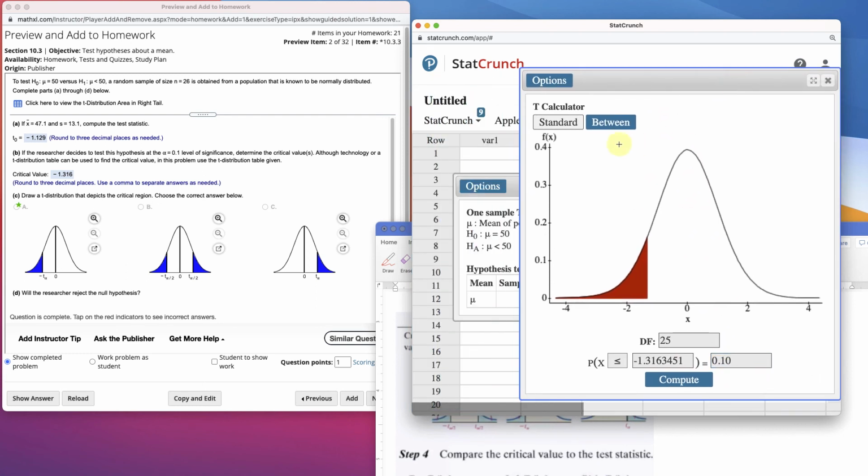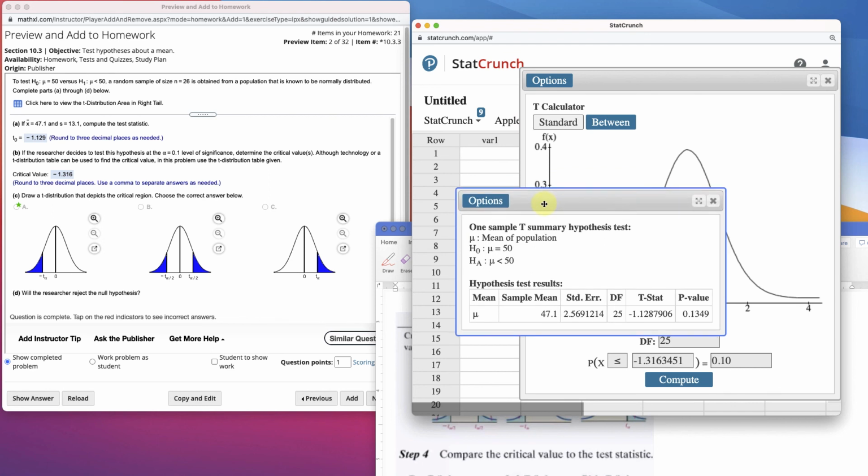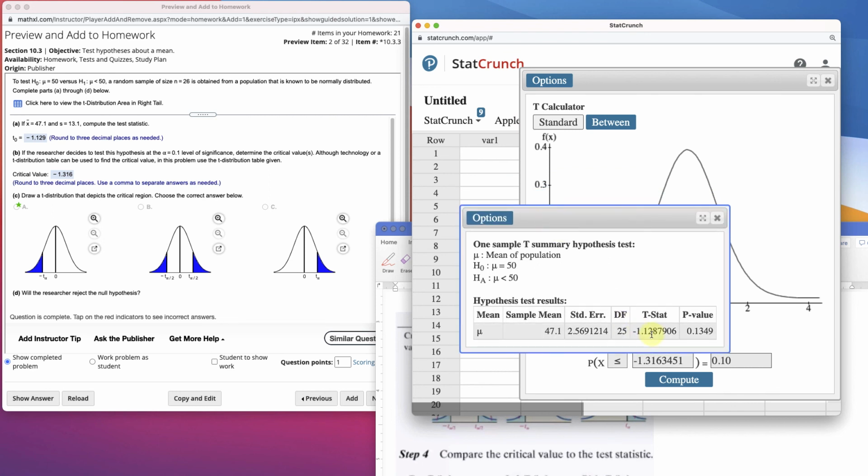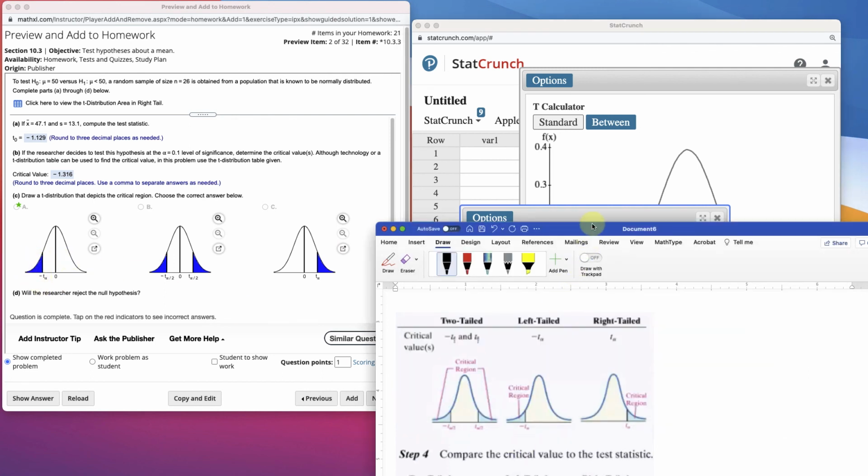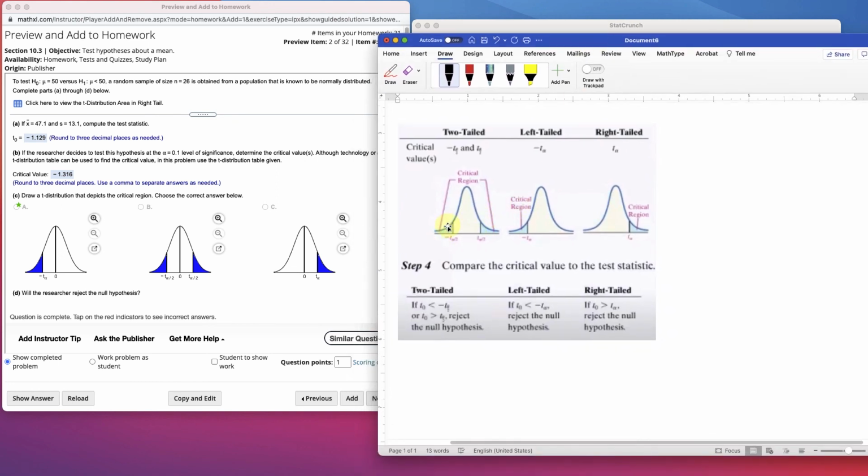Now we do a little comparison, right? Is our t-stat less than that? Is it in the blue area, the shaded area? If so, reject the null hypothesis. Just like last time, if it's in this blue area, reject. If it's in this beige area, do not reject.